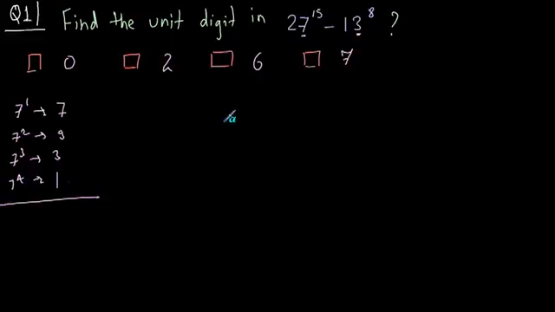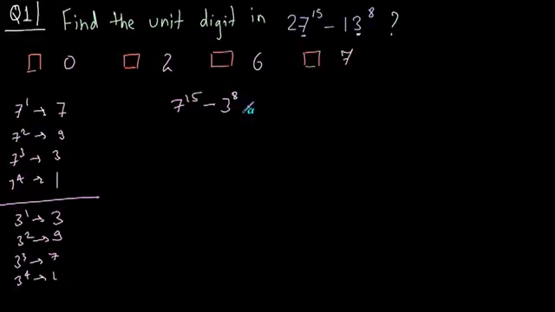And in case of 3, we have 3 raised to 1, which gives us 3. 3 squared gives us 9. 3 cubed gives us 7. 3 raised to 4 gives us 1. So let's solve 7 raised to 15 minus 3 raised to 8, and we are going to only take into account the units digits.